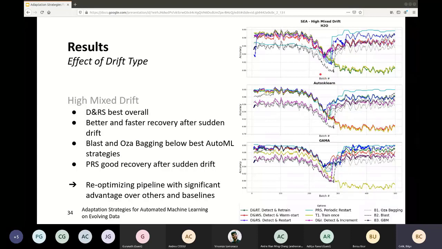Compared to the abrupt drift, this actually recovers faster. The AutoML library strategies recover faster in mixed drift. This is probably because of the gradual drift present before and after that triggers the drift detector more frequently. Also Bagging and BLAST handle the drift quite well and recover, but this time we can see that they are quite behind the AutoML strategies compared to the other drifts.